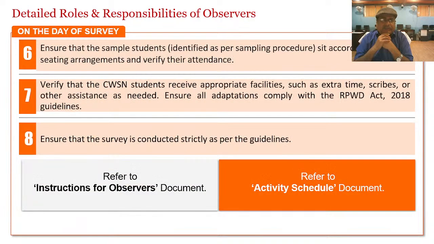Next. Ensure that the sample students are identified as per the sampling procedure, sit according to the seating arrangements, and verify their attendance. Verify that the CWSN students receive appropriate facilities such as extra time, scribe or other assistance as needed. Ensure all adaptations comply with the RPWD Act 2016 guideline. Ensure that the survey is conducted strictly as per the guideline.